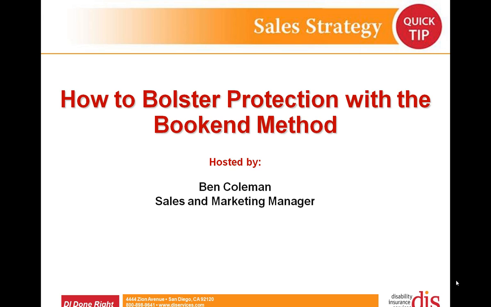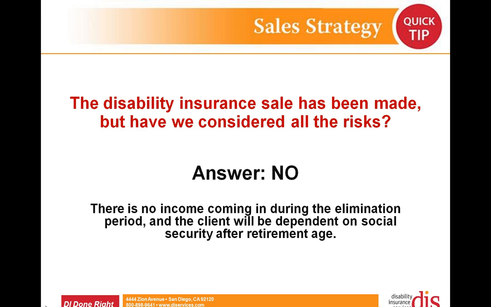Again, the topic today is how to bolster protection for your client by using this bookend selling method. As you're probably aware, DIS is best known for being a general agency for long-term individual disability. What you may not know is that we also offer other products that you can cross-sell with disability insurance. Those are two products that I'm going to be discussing today. One of them is going to be critical illness, and the second is disability income retirement security. Two products that you can cross-sell, which makes up the bookend method.